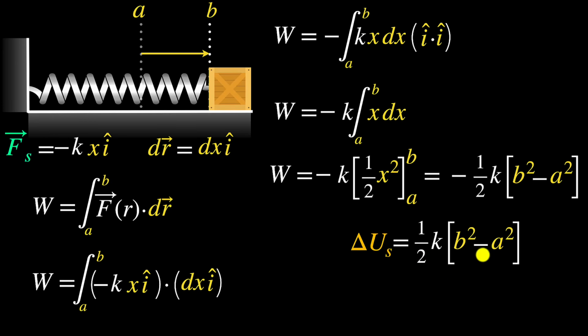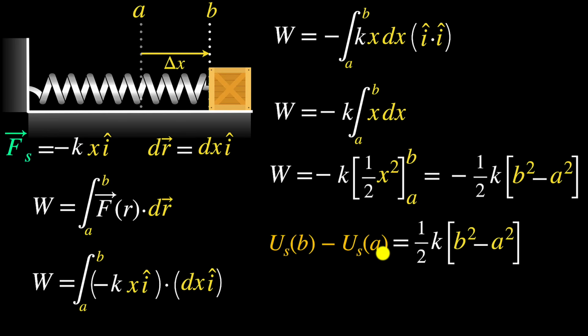But this is not what I want. I want to know what's the potential energy, not change in potential energy, but the potential energy of the system when the spring is stretched or compressed by some amount, let's call it delta X. That's what I want. So how do I get that from this? Well, let's see. What is change in potential energy? Well, it's final potential energy minus initial potential energy. So this would be potential energy at the position B minus potential energy of the system when the block is at position A.